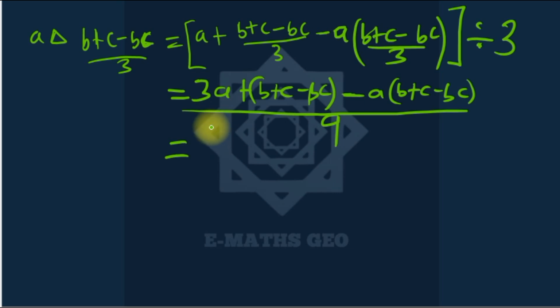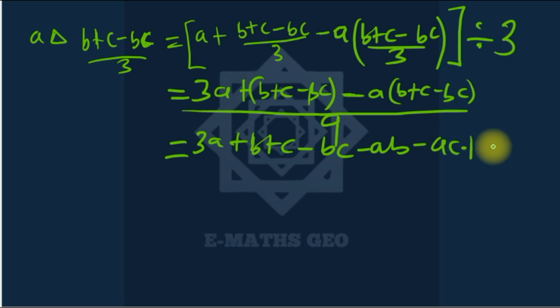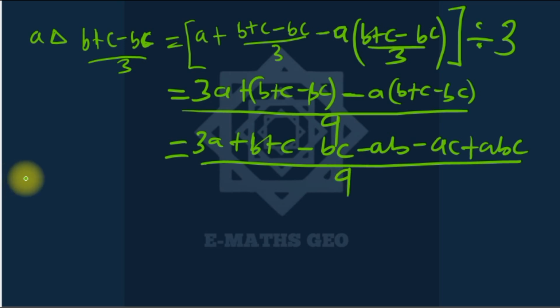Maybe let's open up for the last time. We have 3a plus b plus c minus bc minus ab minus ac plus abc over 9. So we've done this. Let's check the other one.